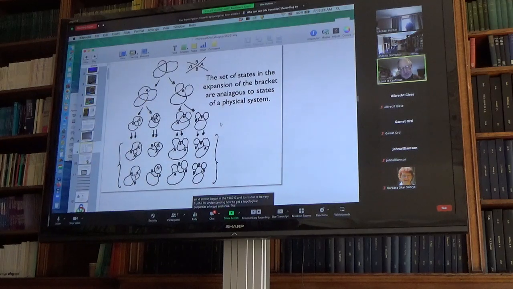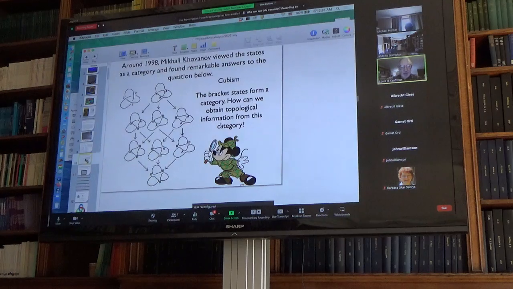This function of states that I'm saying looks like a statistical mechanics function was reconfigured by Mikhail Khovanov back in 1998 by thinking in the following way, that you have a special way of designating the smoothing, and then you can re-smooth it. And when you re-smooth it, you think of an arrow which goes from one of these states to another.